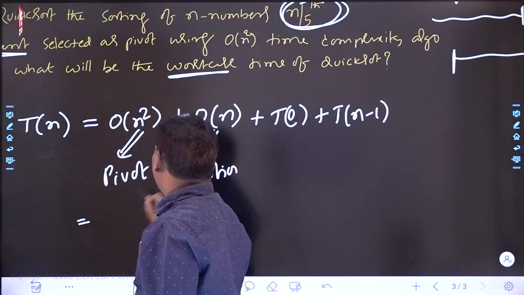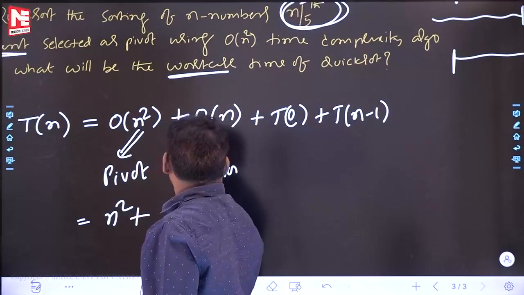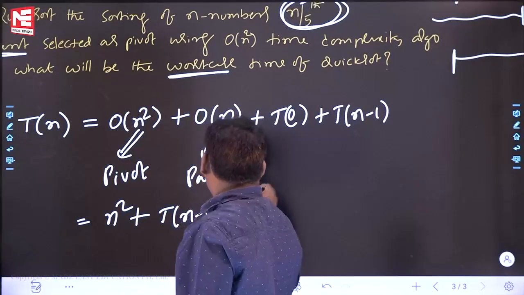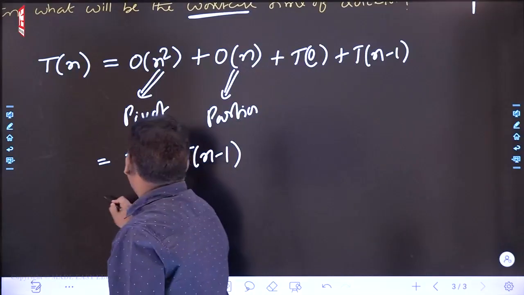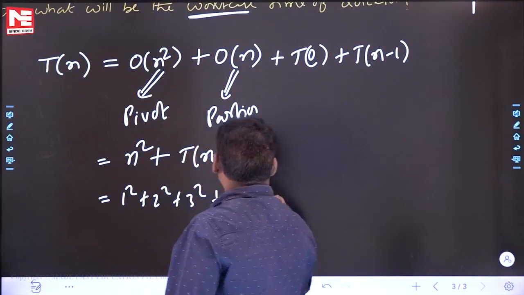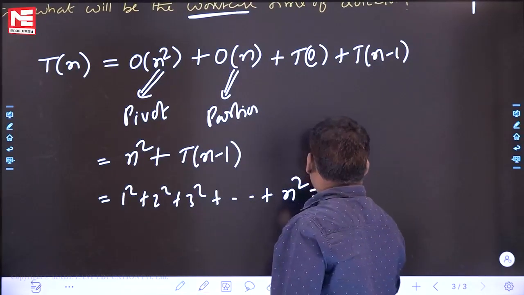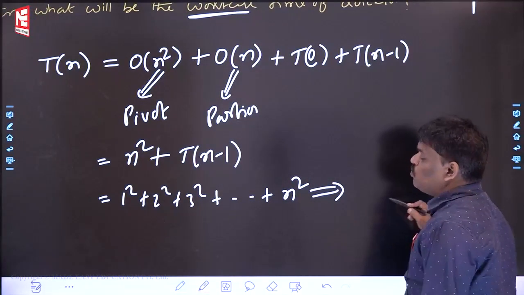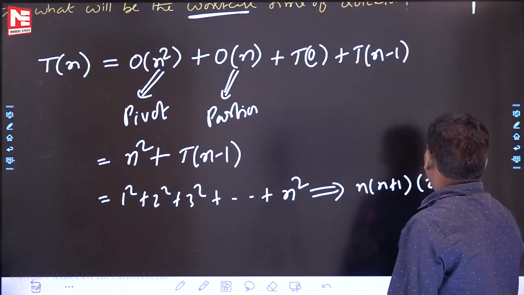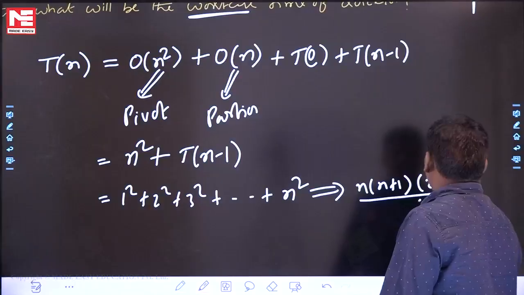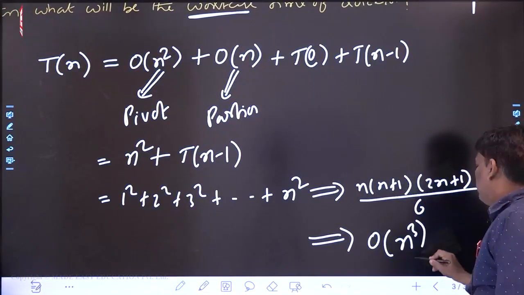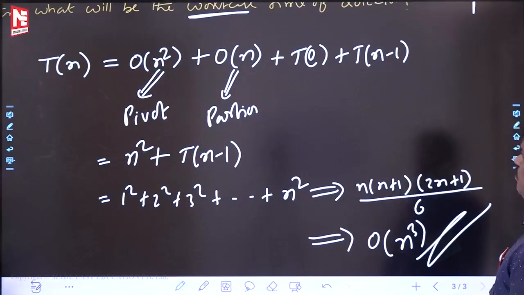Now if you simplify, what is the answer? Order of n square; n becomes n square. Next one, T of 0, just leave it, T of n minus 1. If you solve this, what is the answer? It will become 1 square, 2 square, 3 square, and so on, n square, which goes to the sum of squares of n natural numbers. What is the answer? n into (n plus 1) into (2n plus 1), by 6, which goes to big O of n cube.